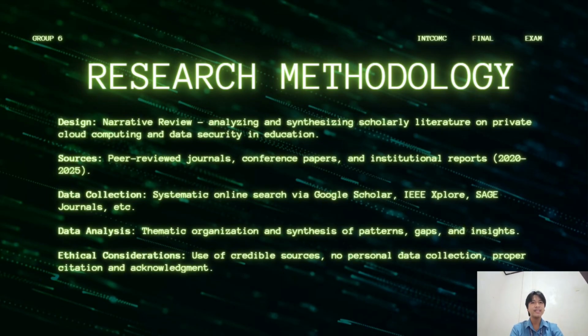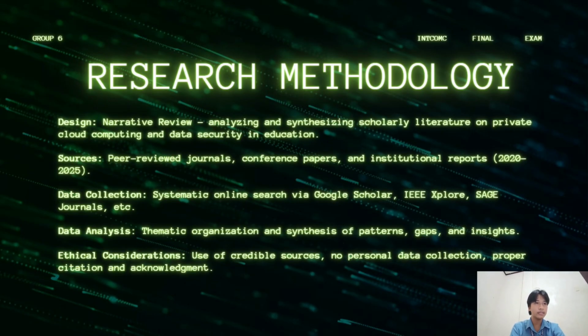After gathering the materials, we grouped the information thematically into categories such as cloud computing and education, security features, adoption challenges, user perceptions, and impacts on learning. Thematic analysis allowed us to identify patterns, similarities, and research gaps.